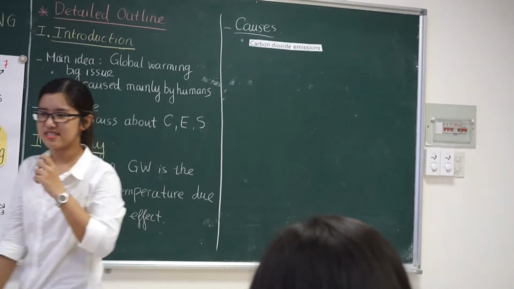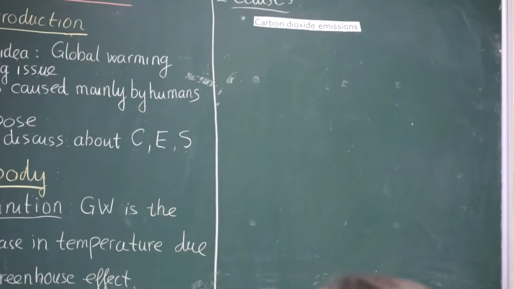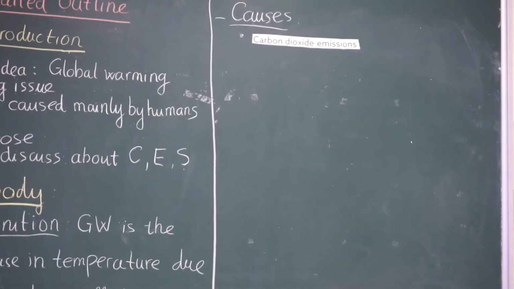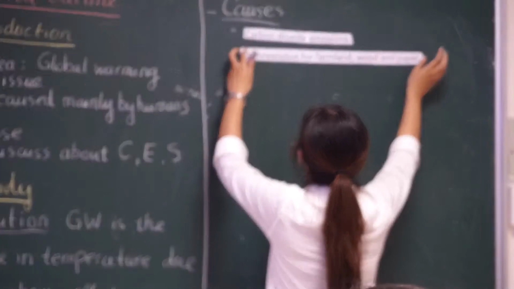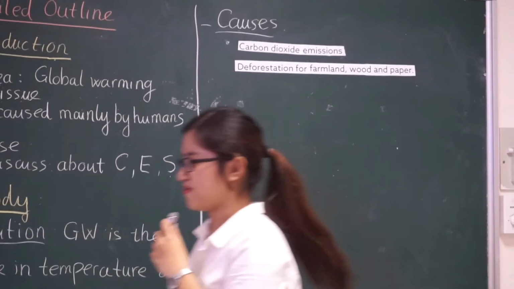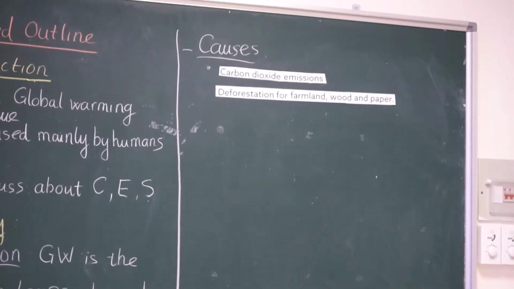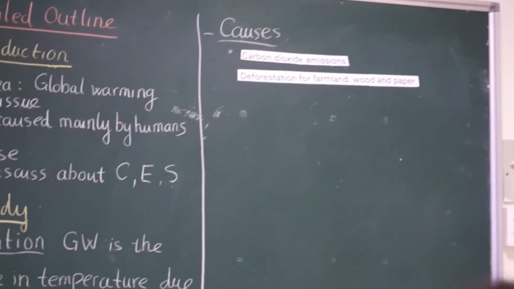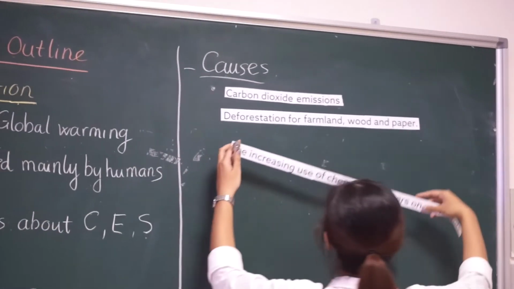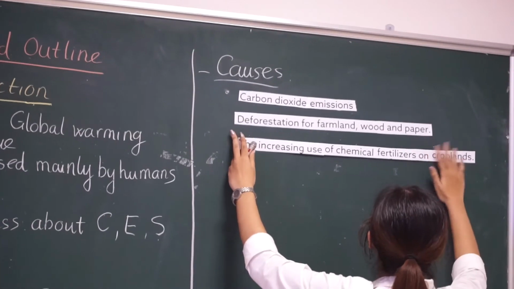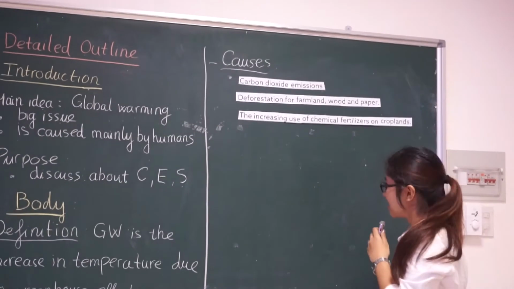So what is the second cause? Deforestation for farmland. Yeah, deforestation for farmland, wood, and paper. There we go. And the third one. Use of chemical fertilizer. Yeah, the use of chemical fertilizer. Is it easy, class? Yes.